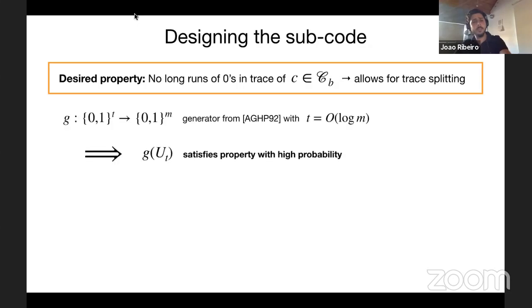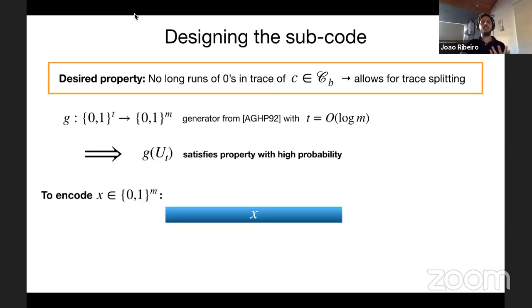The way this works is that we're going to look at the generator from this work by Alon et al. with a logarithmic number of uniformly random bits. First of all, if you just consider a uniformly random string, it satisfies the property that we want with high probability. But you can say something stronger: not only does a uniformly random string work, but an almost k-wise independent string also works and will also satisfy the desired property with high probability. And we exploit this in the following way. Say that you want to encode some x.